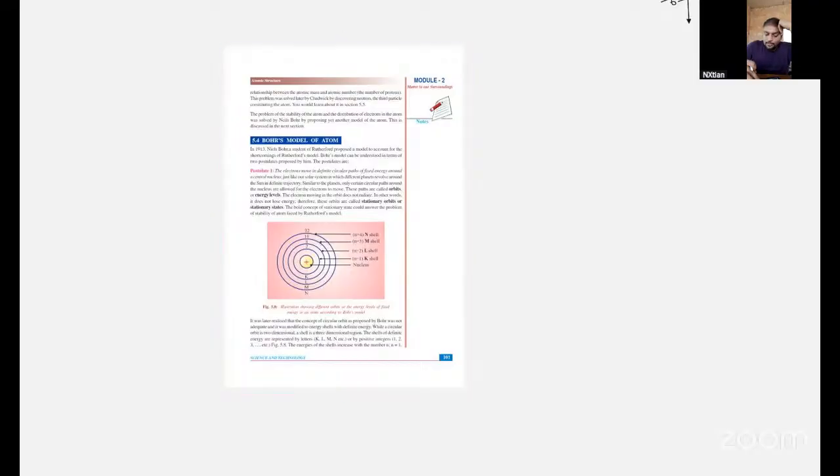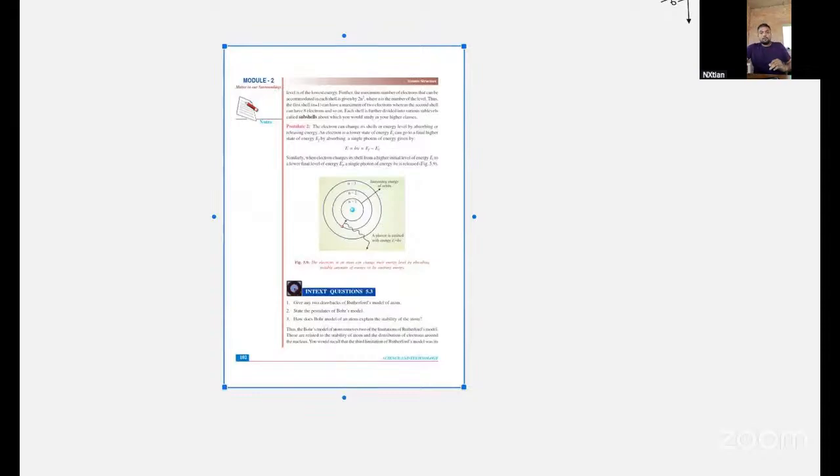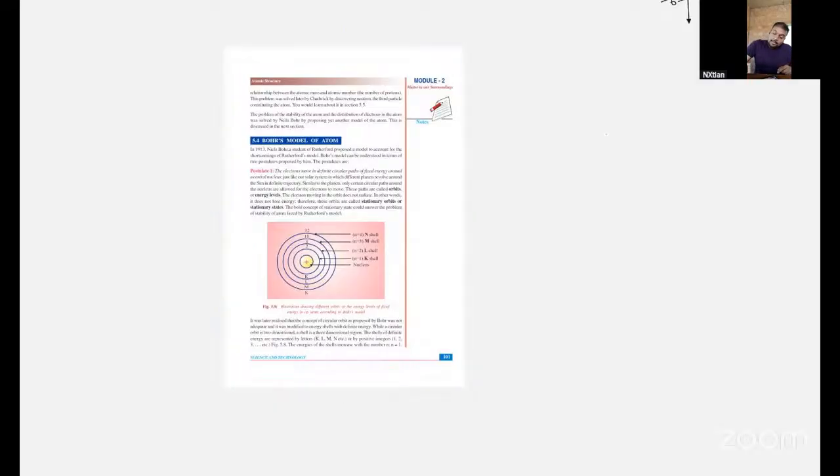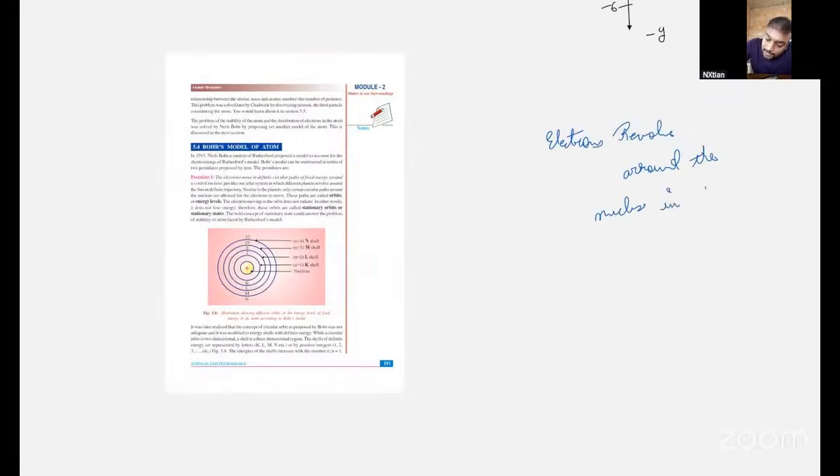Okay. Now listen, everyone. So now Niels Bohr. Rutherford says that the electrons revolve around the nucleus. Niels Bohr did some experiments and he says that electrons revolve around the nucleus. It is the same thing. What's the difference? The difference is in fixed stationary orbits.